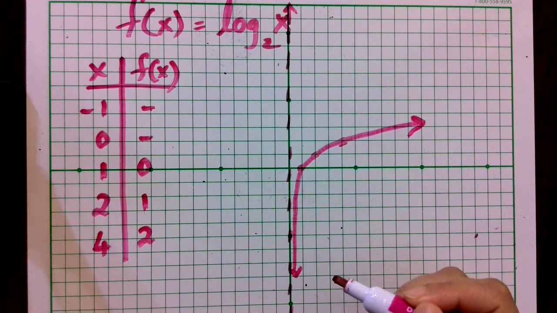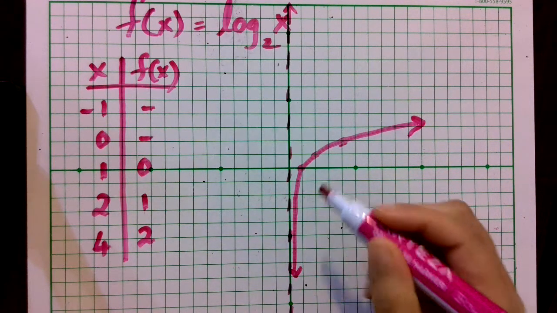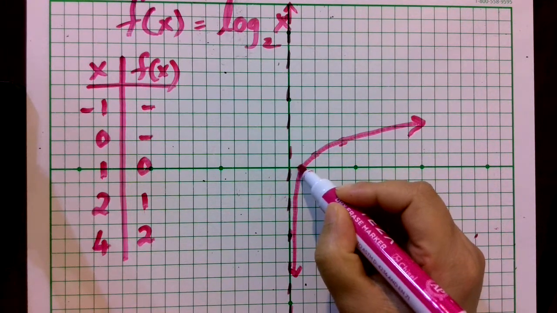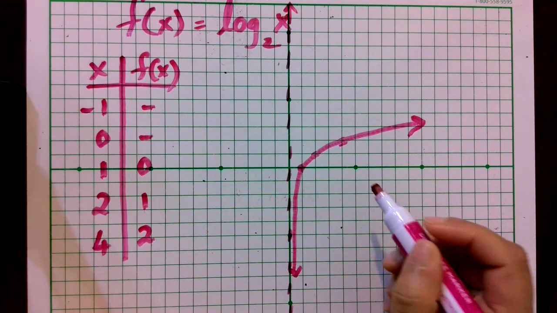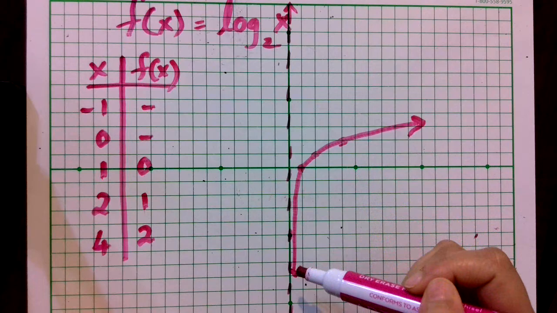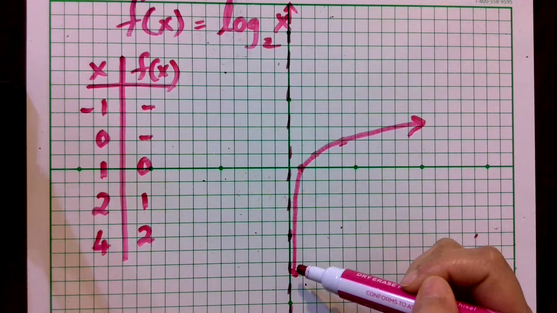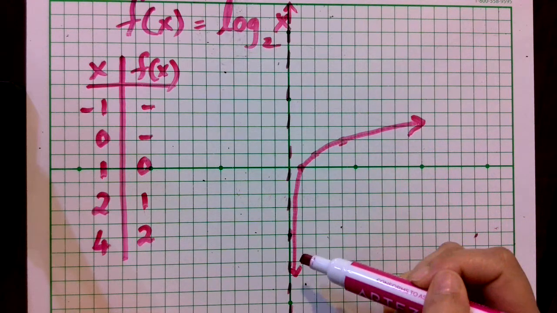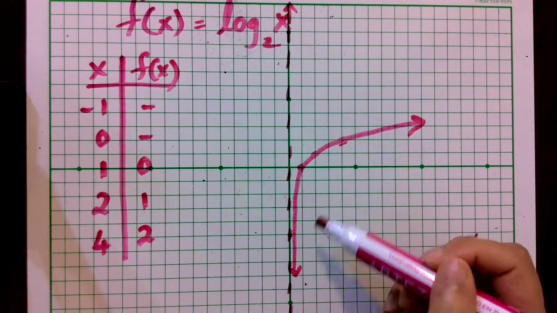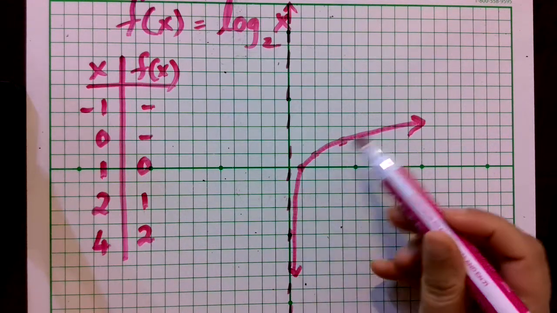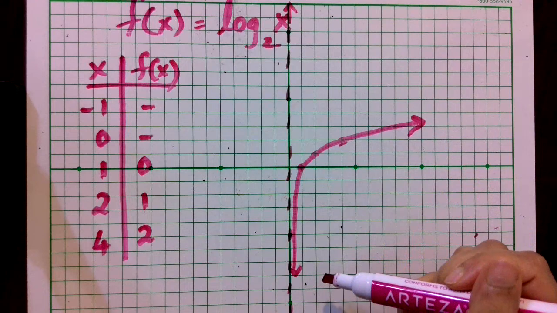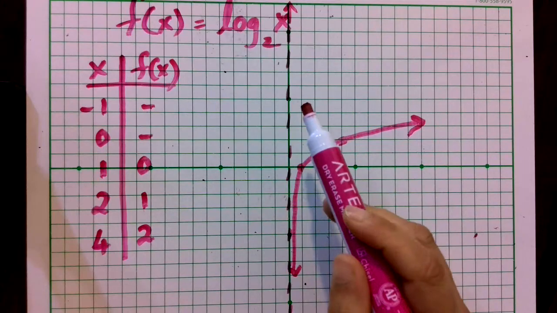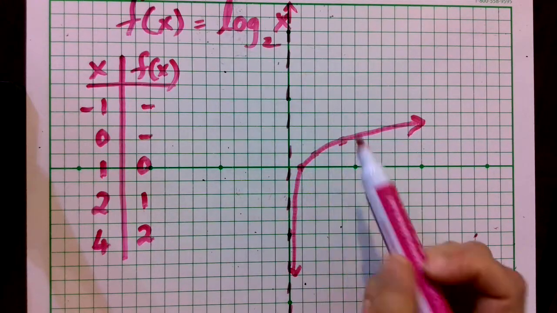So this is the graph for the logarithmic function. You see that the asymptote is your y-axis. There is an x-intercept at 1. And then if you want to talk about the domain, you can say the domain is all real numbers greater than 0. And your range is -infinity to +infinity, or you can say it's all real numbers. So that was the graph for f of x equals log base 2 of x.